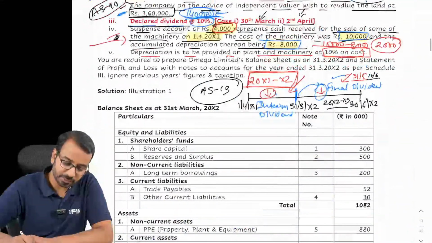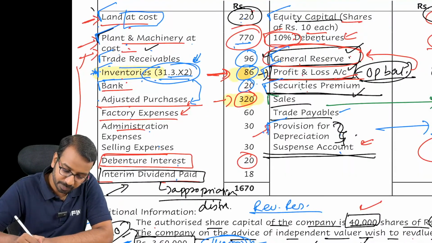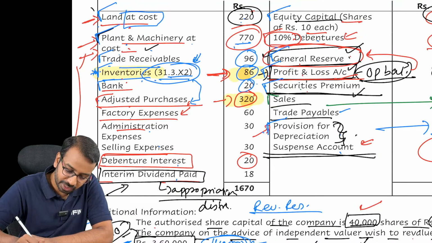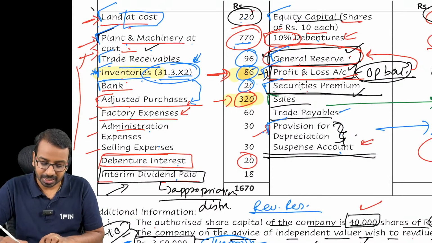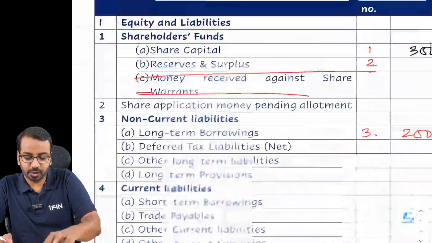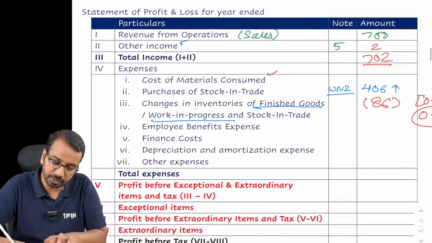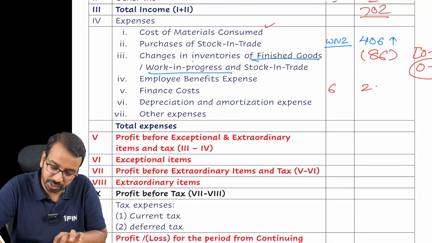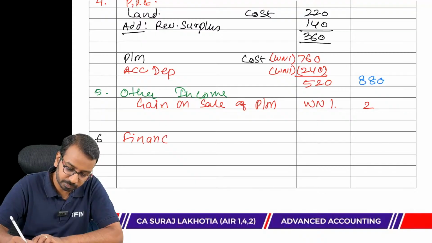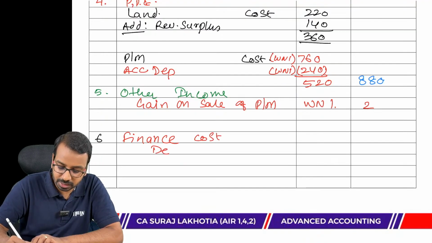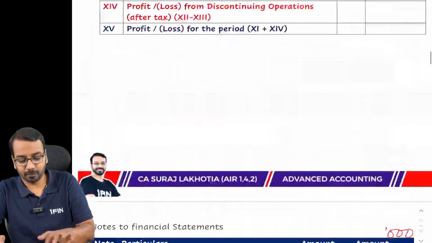Employee benefit expenses. So now let us start looking at other expenses. Do we have employee benefit expenses here? They have not given. Okay. So adjusted purchase is done. They have given us factory expense, admin expense, selling expense. Where do we take this? Other expenses. Debenture interest 20. So debenture interest is a finance expense. So note number 6, finance cost. What is the finance cost? Debenture interest. How much is that? 20. No hidden adjustment. Done.